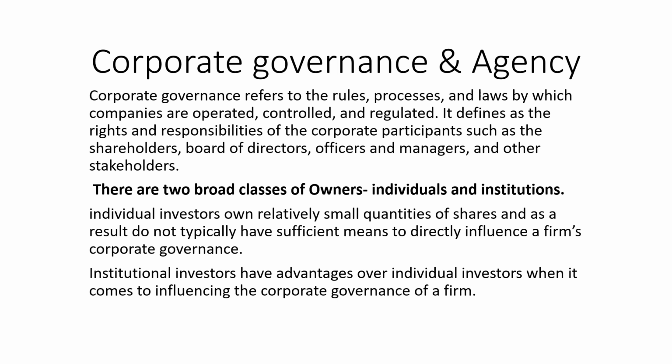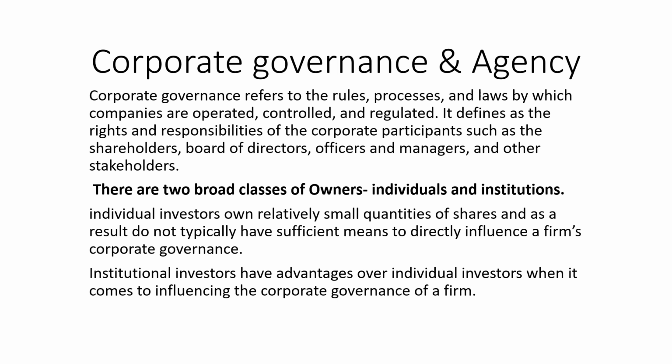For the first chapter, we have corporate governance and agency, and we define corporate governance as the rules, processes, and laws by which companies are operated, controlled, and regulated. And it can also be defined as the rights and responsibilities of the corporate participants, such as shareholders, stakeholders, BOD, and so on.